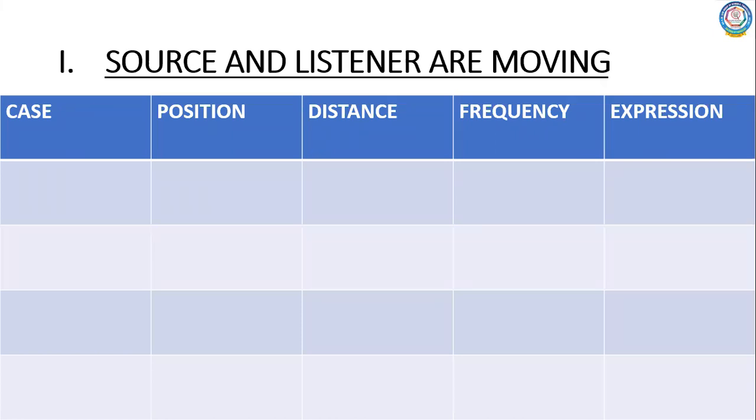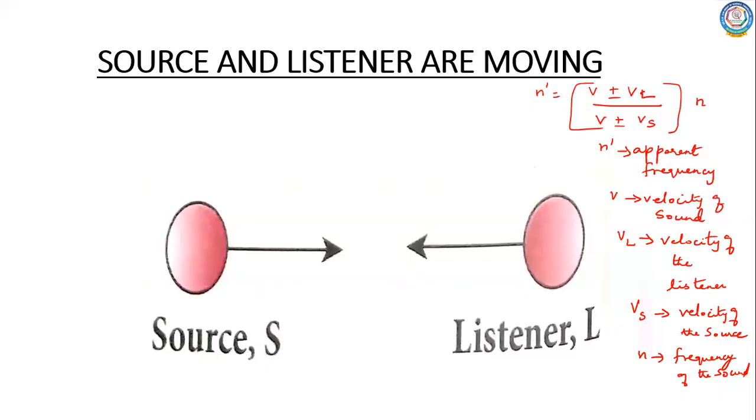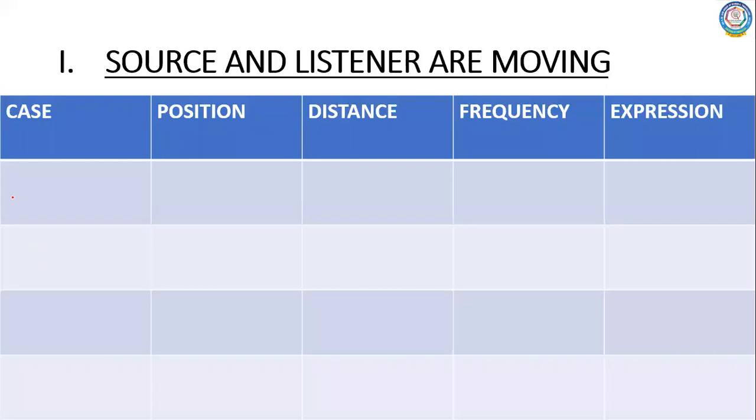Here we can consider that the above situation can be divided into two. I said source and listener are moving, so how many subdivisions can we consider here, children? They will move towards each other and they will move away from each other. In this first subdivision, I consider they move towards each other. I am going to consider four sub cases here. Now here case 1: source and listener are moving. Now look at the position here.